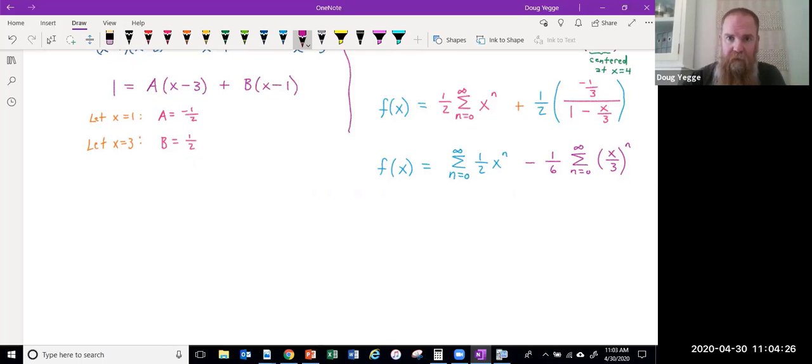Okay? So that's why this is going to turn into the sum from n equals 0 to infinity of 1/2 x to the power of n minus 1/6 times x over 3 to the power of n.